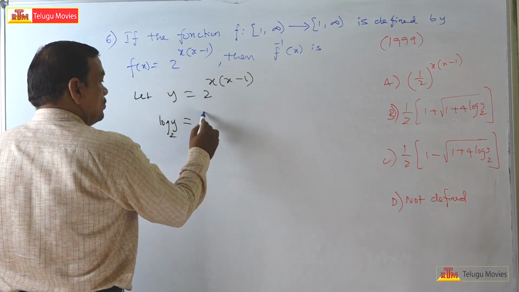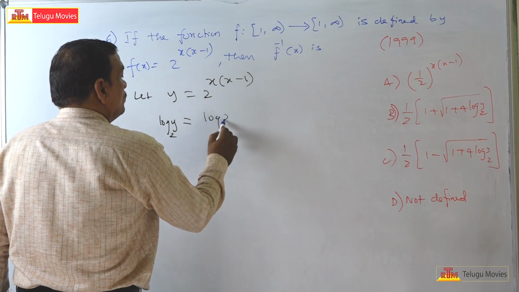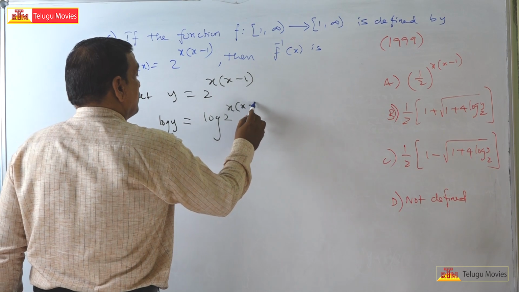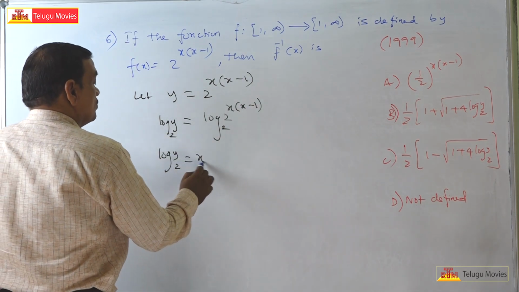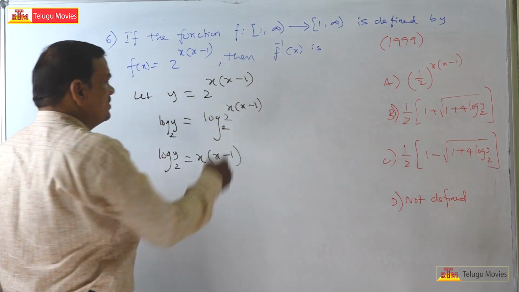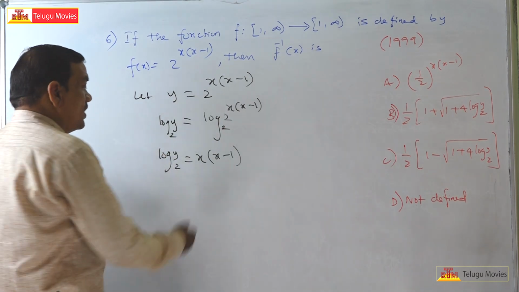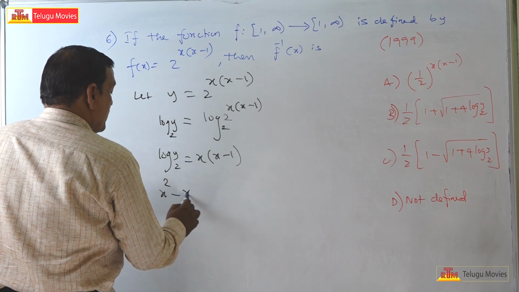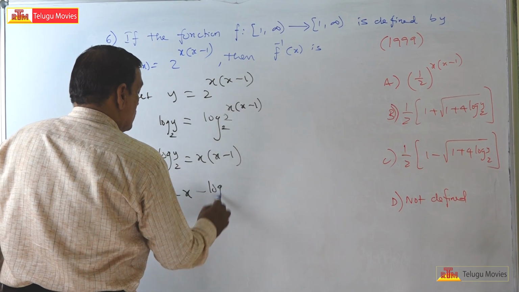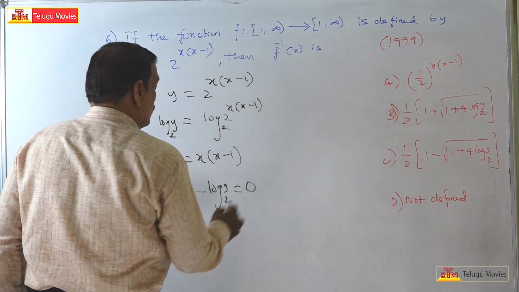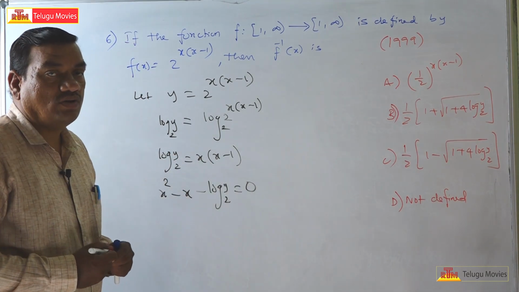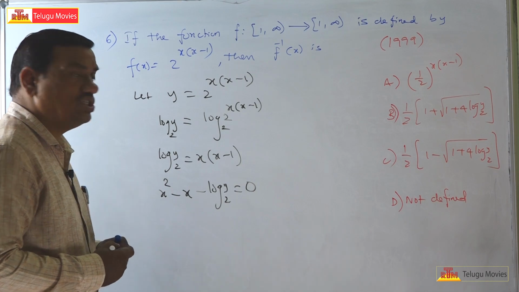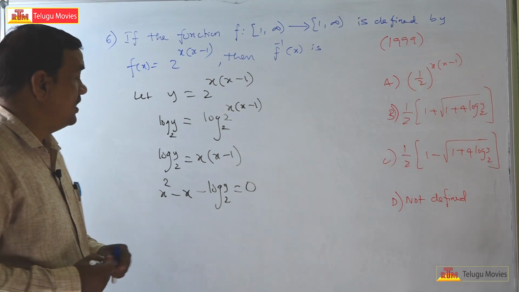So, that is equal to logarithm of 2 power x into x minus 1 base 2. So, this is equal to log y to the base 2 is equal to x into x minus 1, that is, log 2 to the base 2 is 1. So, this is x square minus x minus log y to the base 2 is equal to 0. So, this is a quadratic equation in the variable x.